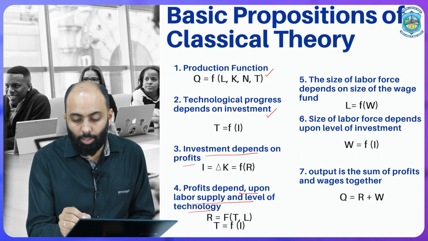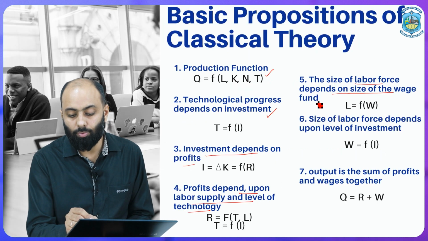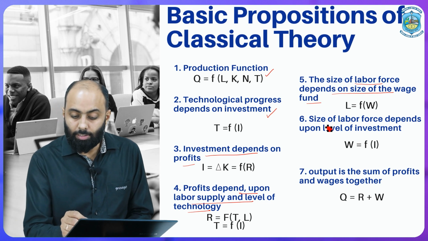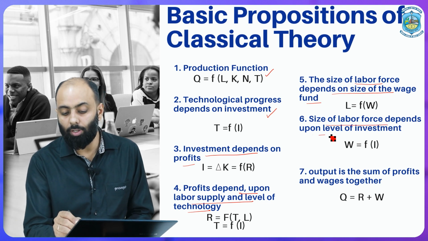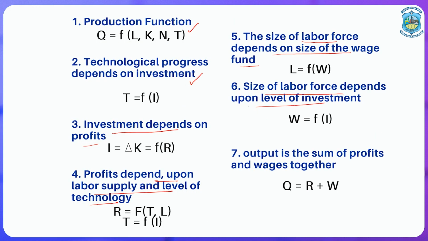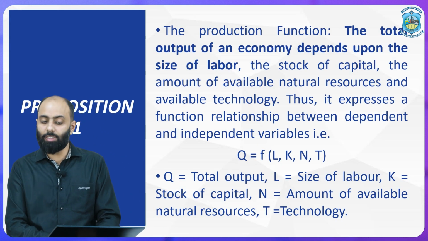The supply of labor force depends on the size of wage fund. Then the supply of labor force depends upon level of investment. Output is the sum of profit and wages together. So these 7 propositions were commonly noted and they became popular as the classical theory of development. So let's discuss these 7 propositions in detail.